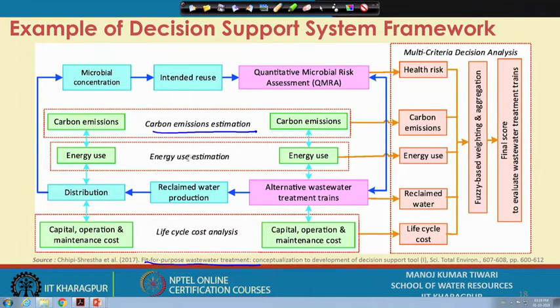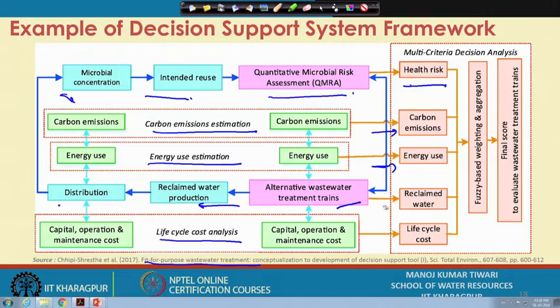So what are the various carbon emissions, then energy use estimation, what is the different energy used, then life cycle cost analysis. Okay. And based on these they come up with the alternative wastewater treatment options available, what is the reclaimed water production, then its distribution, its microbial concentrations, intended reuse, then quantitative microbial risk assessment, and from this we get the idea of health risk. From carbon emission estimation we get the idea of carbon emission, from energy use estimation we get the idea of energy use, from here we get the idea of reclaimed water and the total life cycle cost.